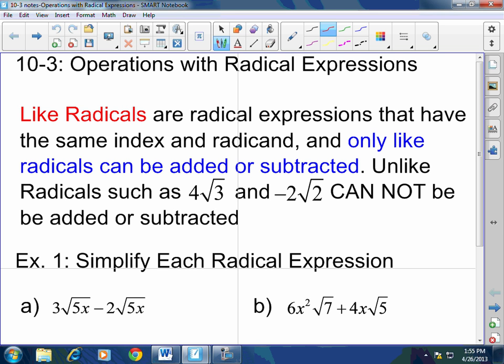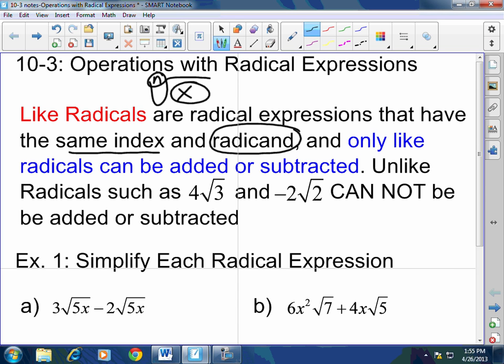And like radicals are radical expressions that have the same index. Remember what we're talking about with index. Index is the little number right here. That's the index, okay? If it's invisible, the index is 2. Very good. So, like radicals are radical expressions that have the same index and radicand. Remember that the radicand is the inside value right there. If the radicand and the index are the same, you can add or subtract them. Only like radicals can be added or subtracted.